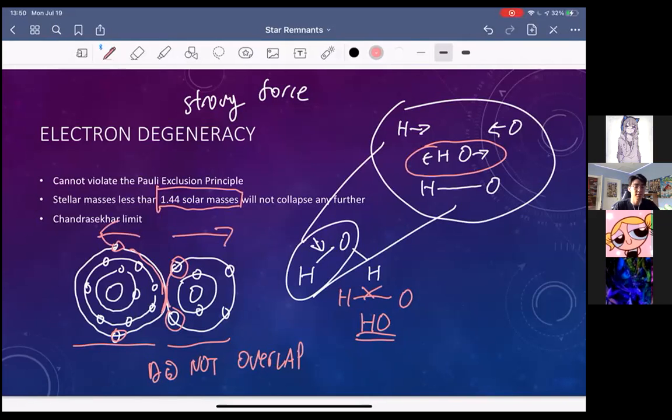And that's when you collapse even further. And that's what we call a neutron star. But we'll get to that in a second. We still have to finish up with white dwarfs first.